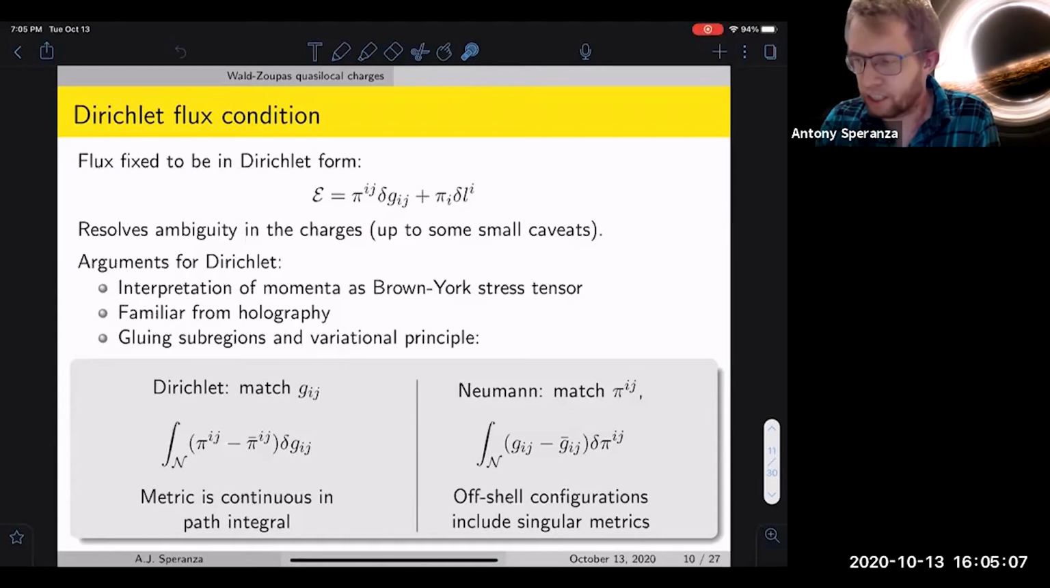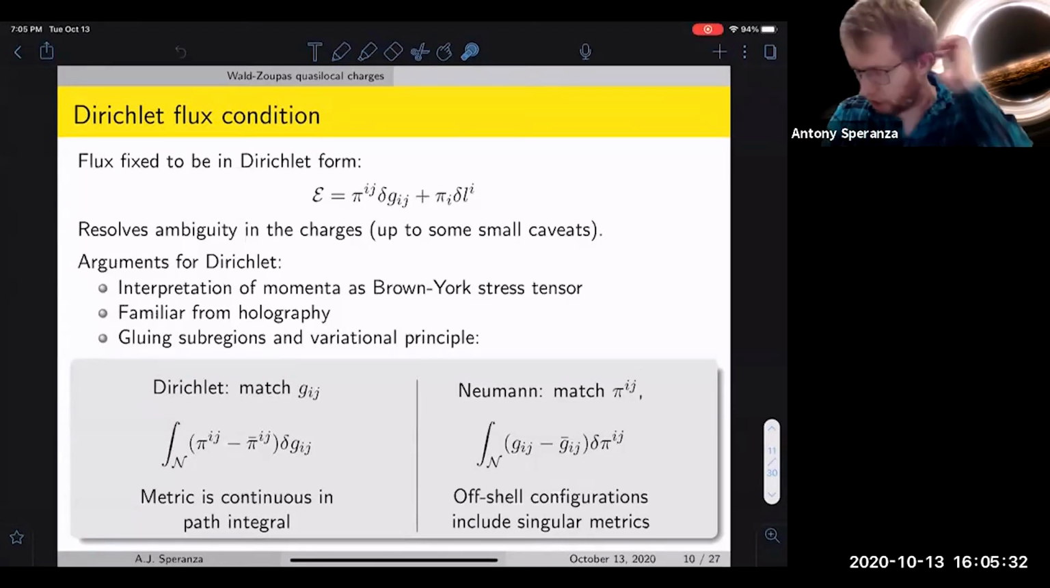The second reason is that this is kind of a familiar thing that you do in holography, and this is also just related to the Brown-York interpretation, where you fix the values of the fields on the boundary, and then you interpret the conjugate momenta as your operators' expectation values. And those are the things that can fluctuate.